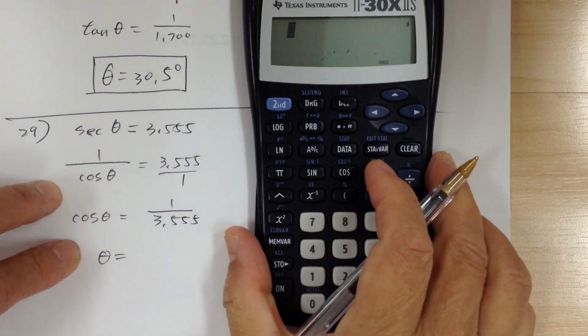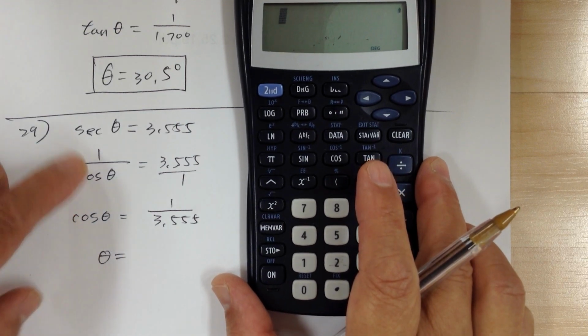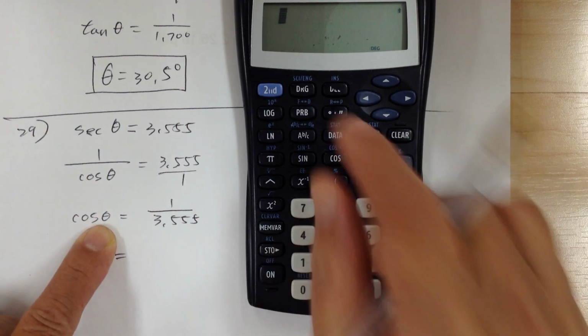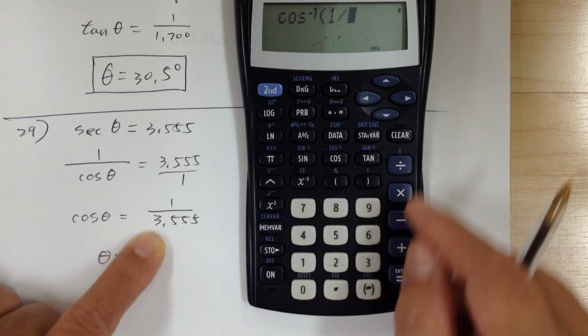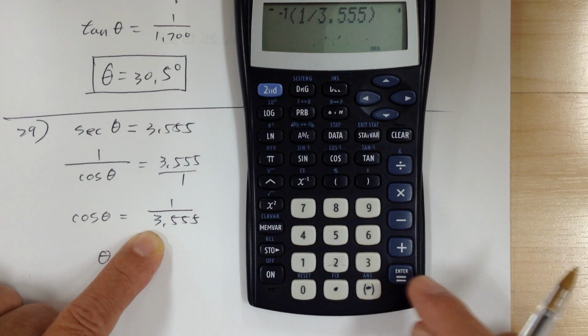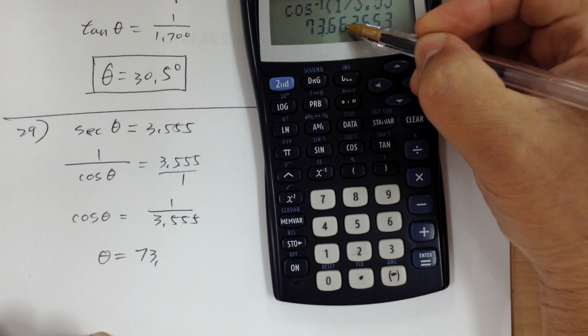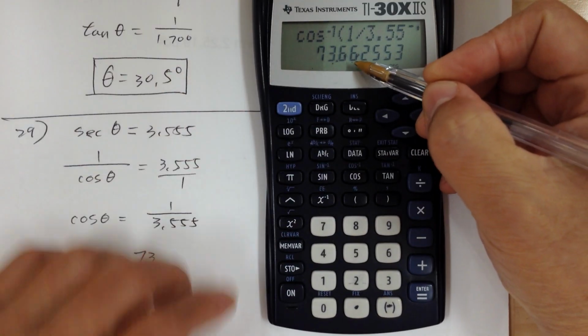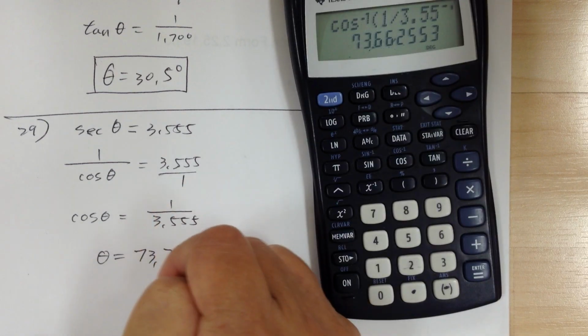Now I can go and use my calculator. So to find the angle, you have to use second cosine, then you have 1 divided by 3.555, close your parentheses and push equal. So theta will equal 73 point. Now this 6 over here will round up to make this into a 7. So 73.7 degrees.